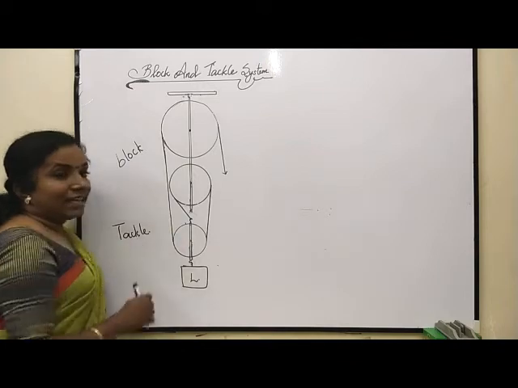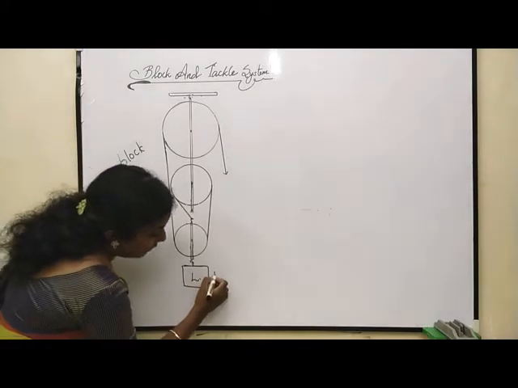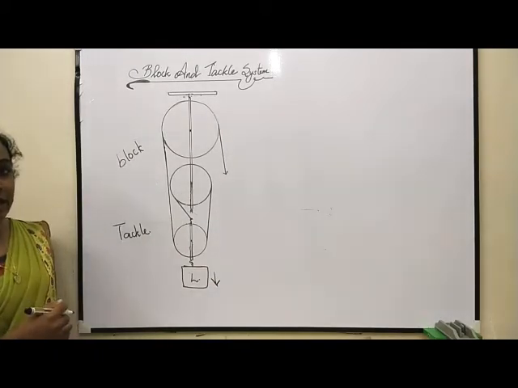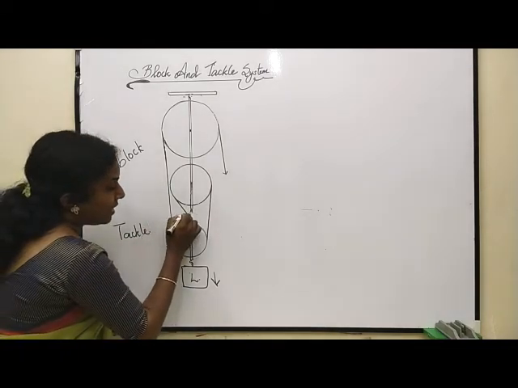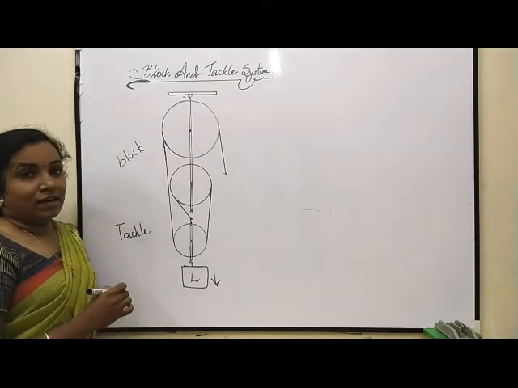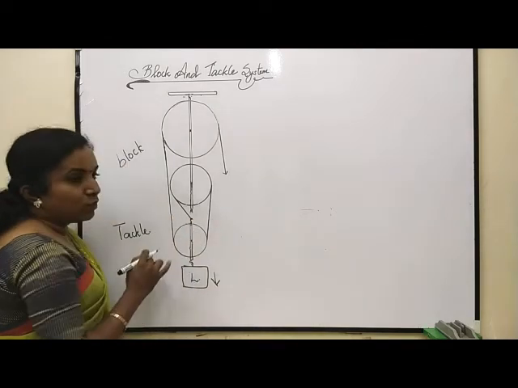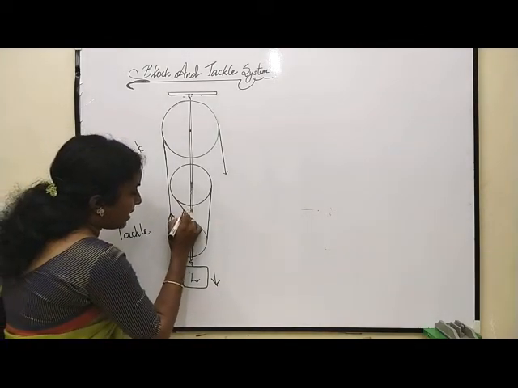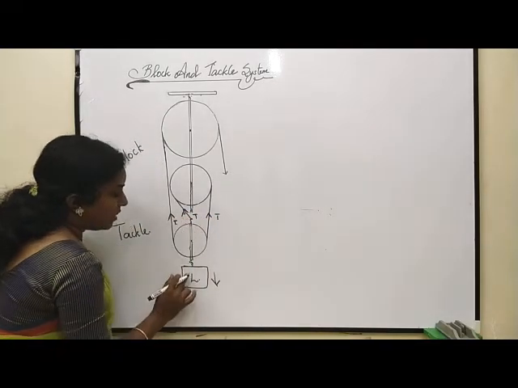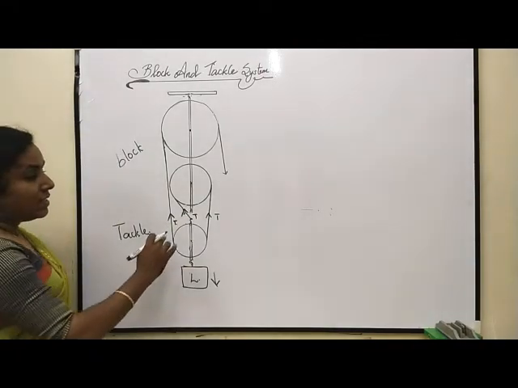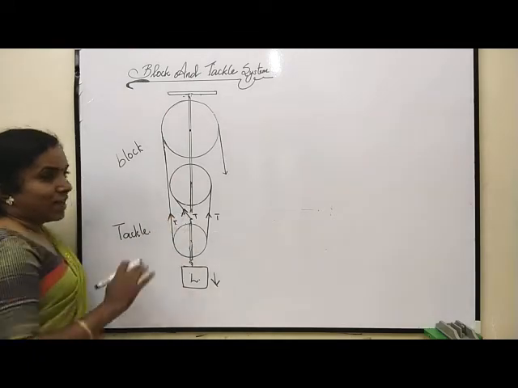Now let's see the mechanical advantage and velocity ratio of this pulley system. The load exerts a force in downward direction, which is balanced by the reaction force of the strands that are supporting the movable block or tackle. Here, 3 strands are supporting this movable block, and the tension of the 3 strands together supports this load. Since we are using the same thread, the tension is the same for all these strands.